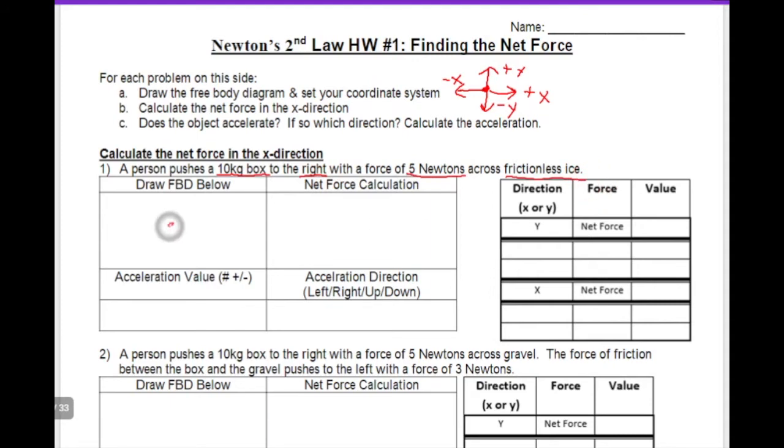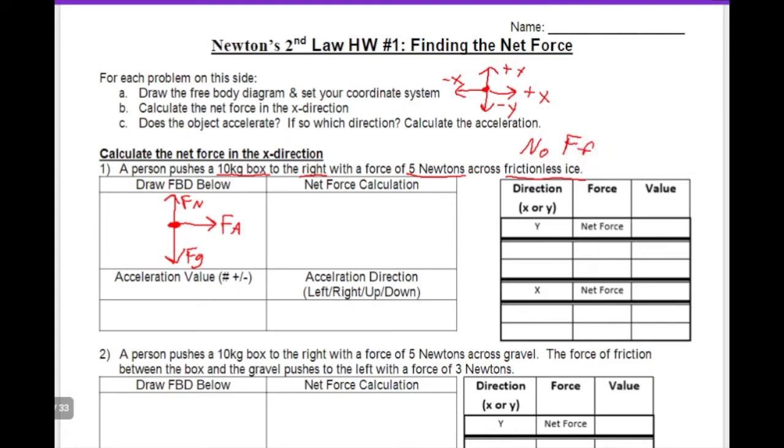So for the free body diagram, I'm going to start by drawing my dot. You can use a box if you want, whatever works. We always know that there's gravity, and gravity is always pointed down. Next, it says that they push this box. Well, if they're pushing, the box is on the ground. If the box is on the ground, that means that I have force normal pointed perpendicular from that ground. Lastly, they're pushing it to the right, so that means that I'm going to have a force applied pointed to the right. There's no friction because it says frictionless ice, so no friction.